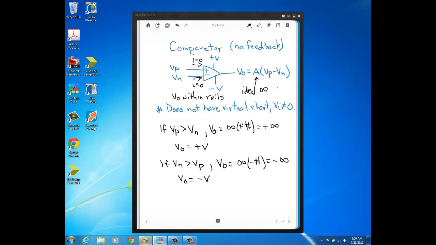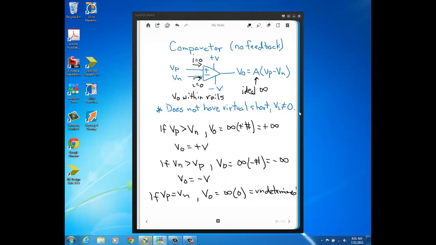Now, a question that often comes up is that students will ask, what if VP equals VN? Like they're exactly equal. Well, mathematically, V out's just going to be infinity times 0. And if you remember from your math, that's undetermined. So that's the theoretical answer.